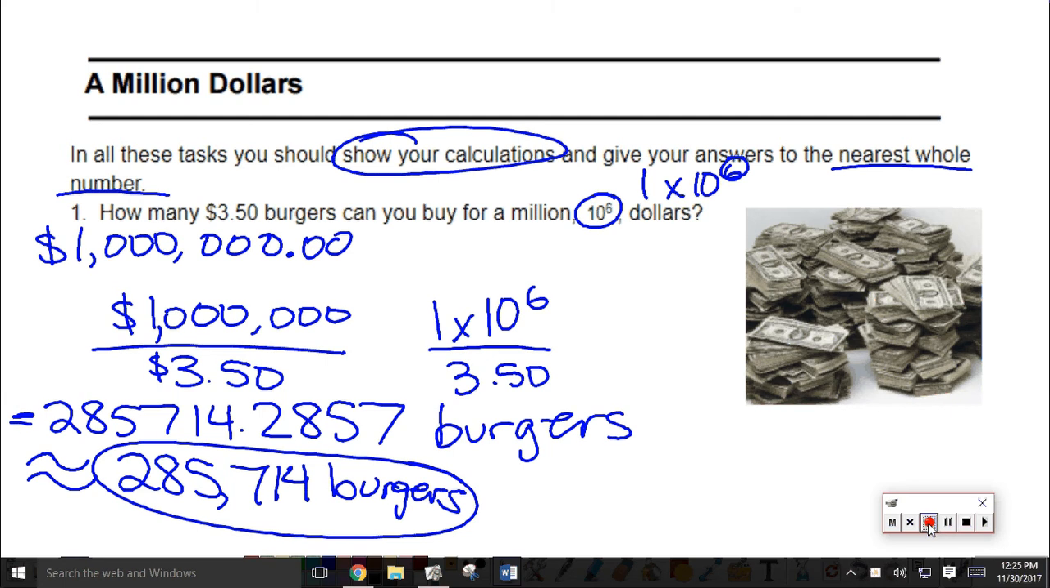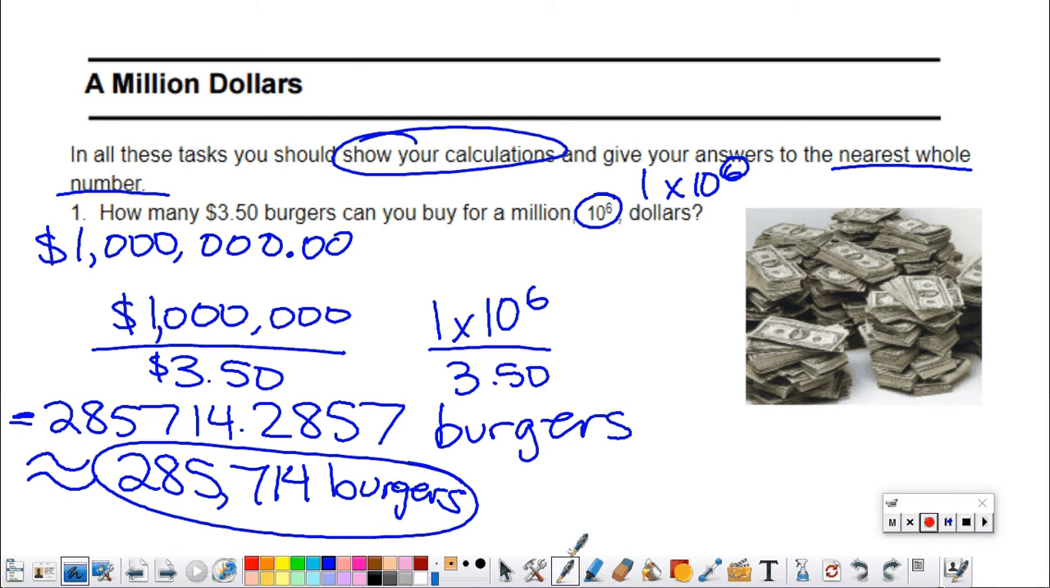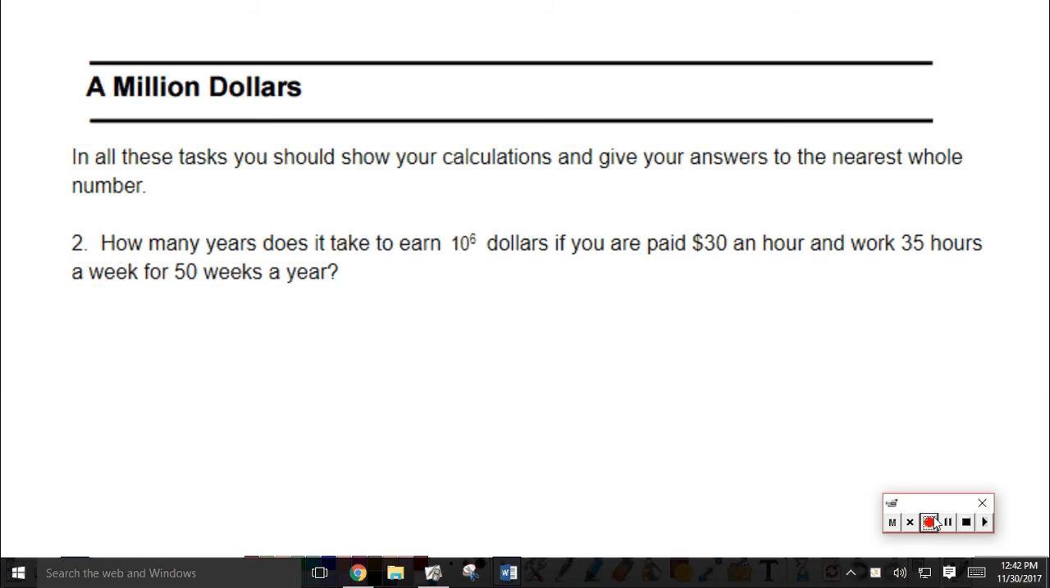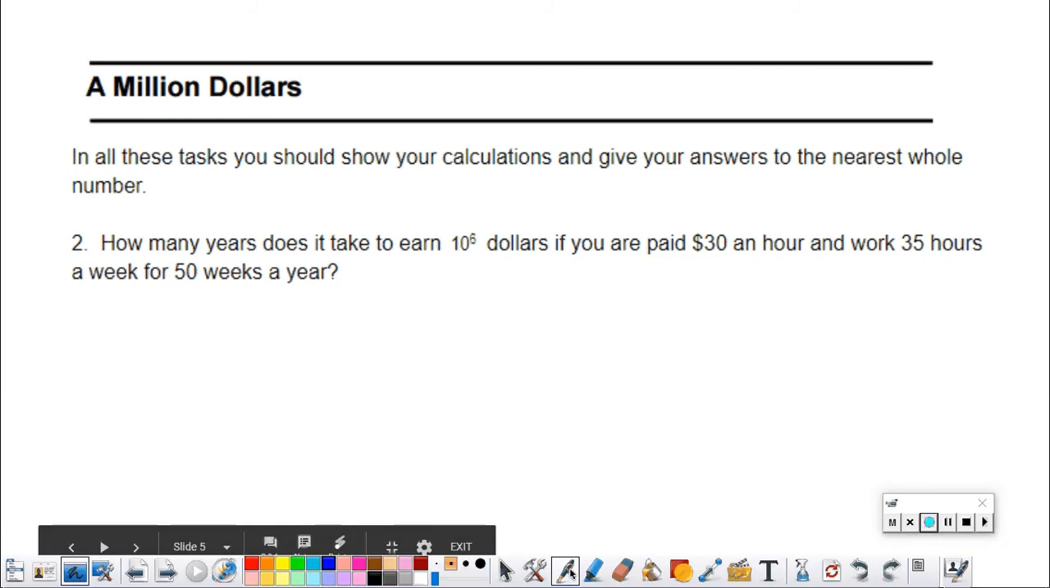All right, what did you get in scientific notation? 2.85714 times 10 to the this power. Where does the decimal naturally fall in this number right here? Back here. And it has to move how many place values? 5. Very good. So, let's go over number 2.